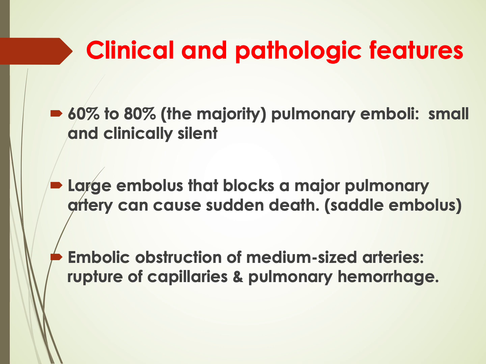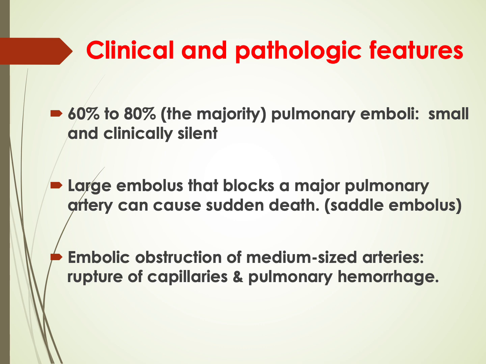On the other hand, a large embolus may block a major pulmonary artery or one of its main branches, resulting in sudden death. Remember the saddle embolus that we talked about, when we have a thrombus that is at the bifurcation of the right and left pulmonary arteries. This is called saddle embolus and it will result in sudden death. Embolic obstruction of medium-sized arteries, pulmonary arteries I mean, results in rupture of downstream capillaries and this will result in pulmonary hemorrhage.